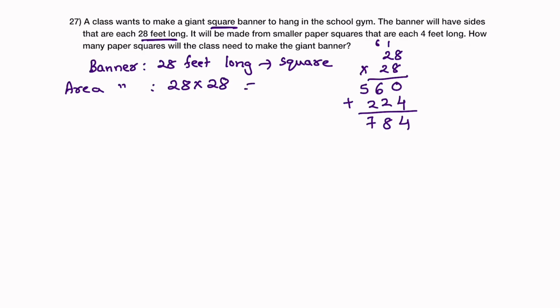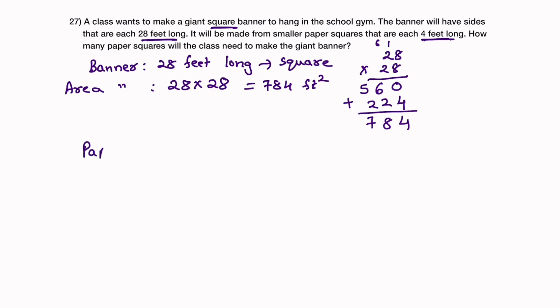So the area is going to be 784 feet square. Remember your units. You found area, so it's no more feet. It has to be feet square now. Okay? And then it says it will be made from smaller paper squares that are each 4 feet long.